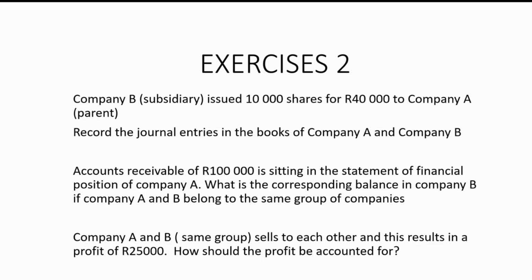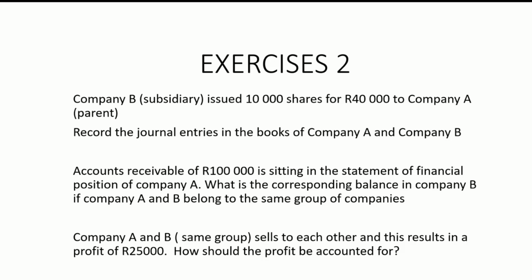If it's not happening, then the journal entries were not processed correctly. There's something wrong, and the auditors will pick it up. So it's very important that when you are working in a group, when one company has an asset, the other company will have a liability. Good. The last one: company A and B, same group, sell to each other, and this results in a profit of 25,000. How should this profit be accounted for?